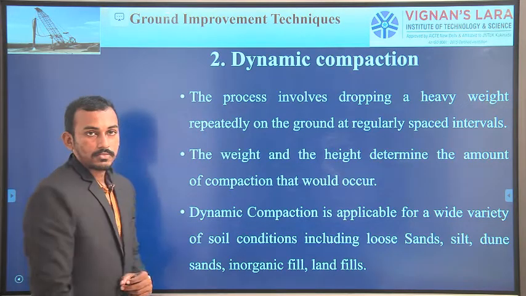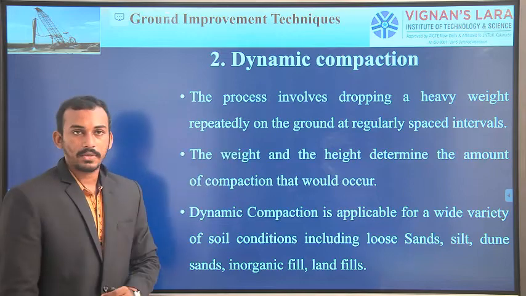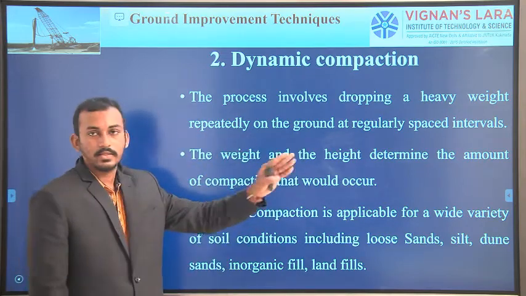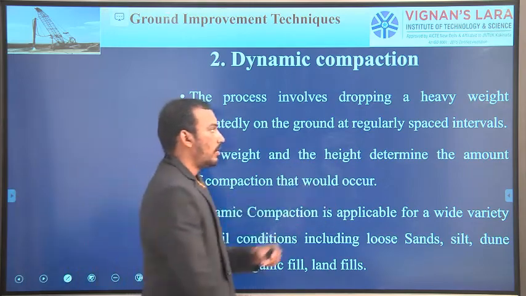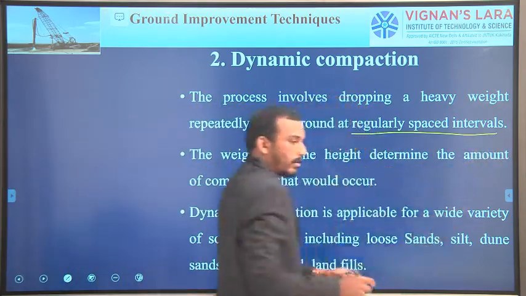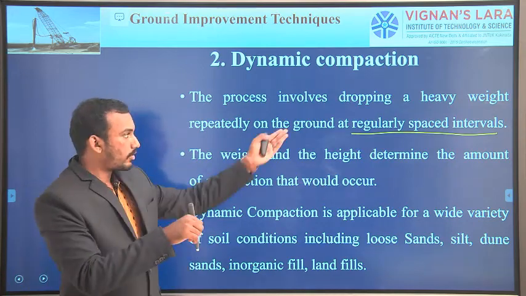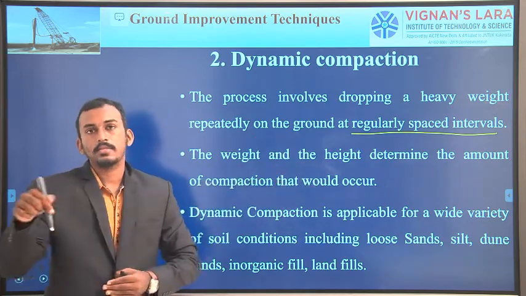The first one, the process involves dropping a heavy weight repeatedly on the ground at regularly spaced intervals. This is an important point. For example, if we have a rectangular shaped area, then we need to drop the weight at regularly spaced intervals.